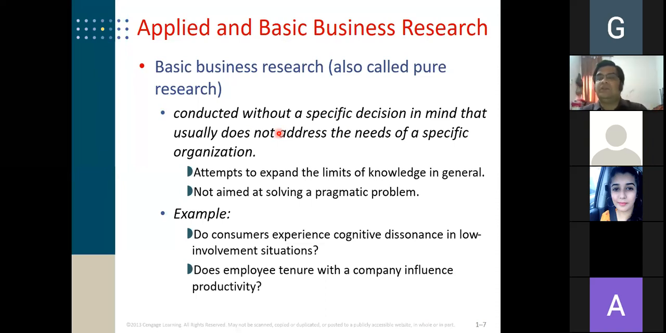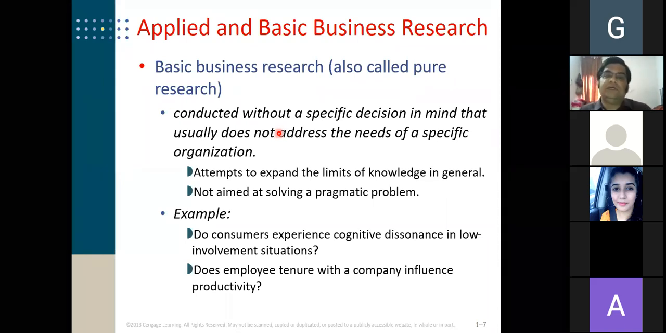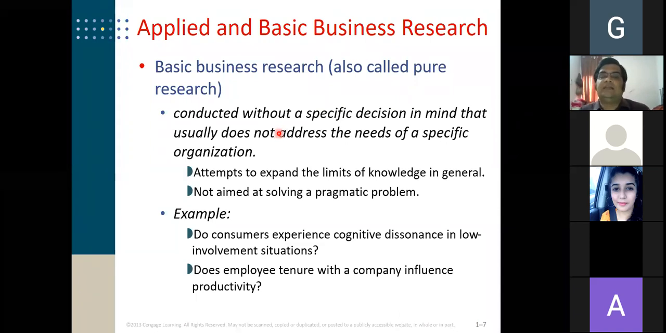Each term I will go through, but today I am just explaining very fundamental things. I am not going to the very nitty gritty. Although it's a theoretical subject, you need to have some quantitative techniques fundamentals. So what is pure research? Let us understand. Basic research, also called pure research, is conducted without a specific decision in mind, and usually does not address the needs of a specific organization. Let me give you one example.